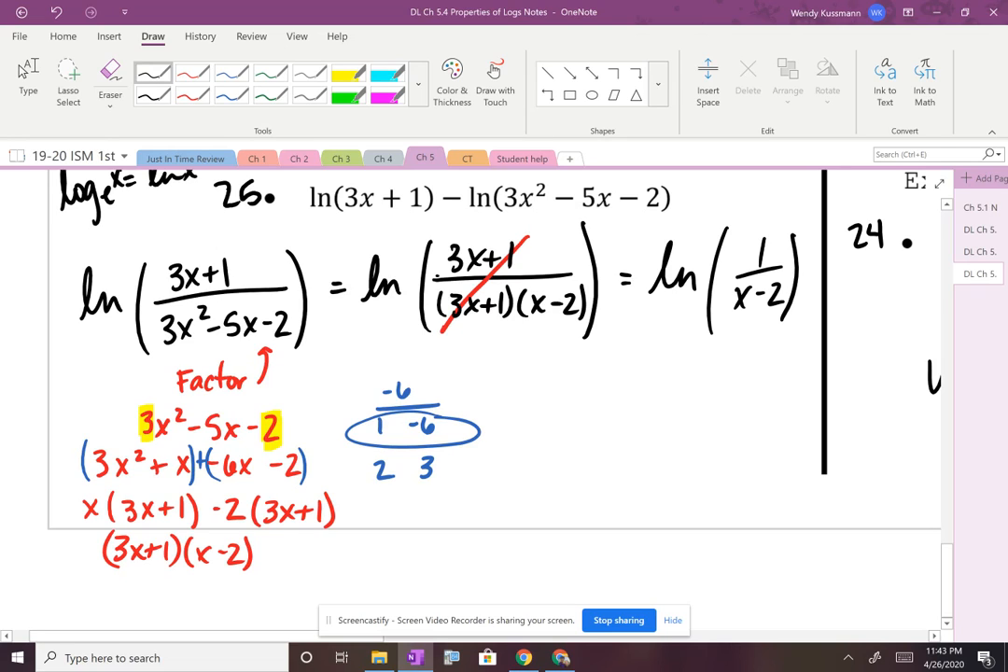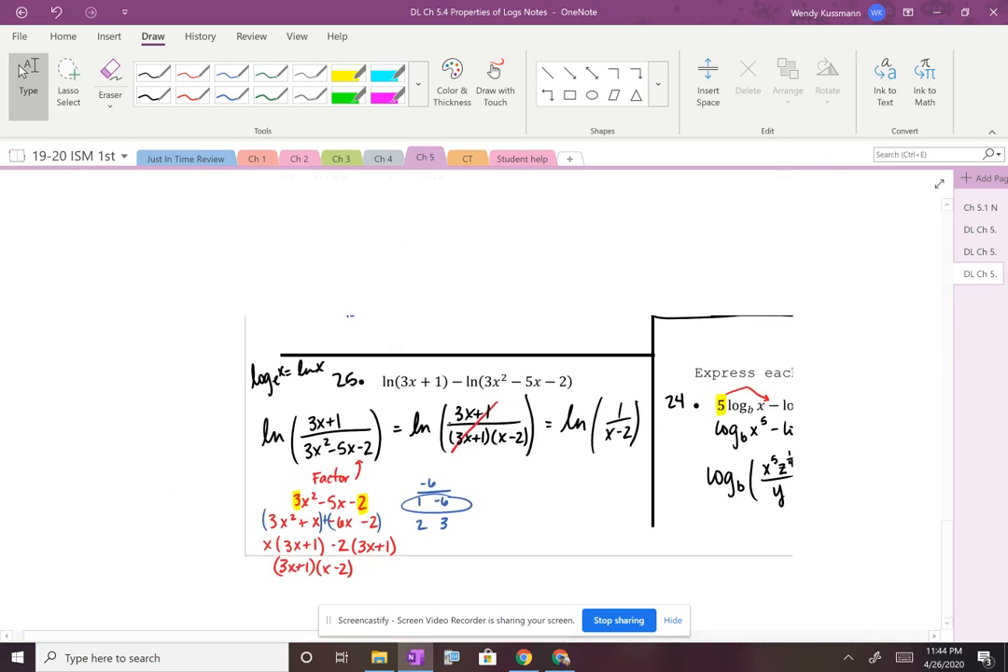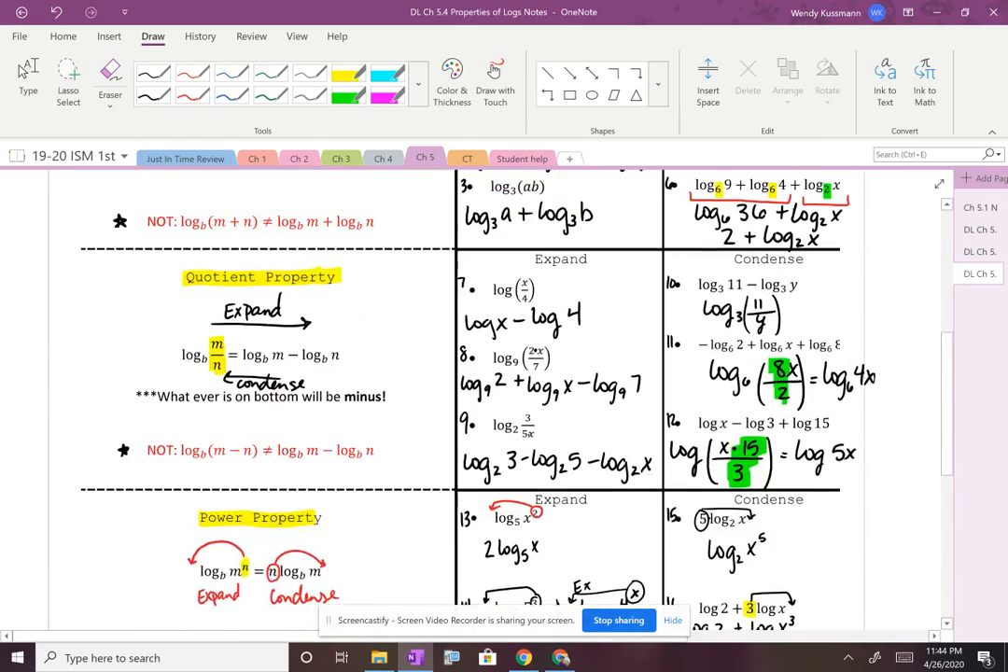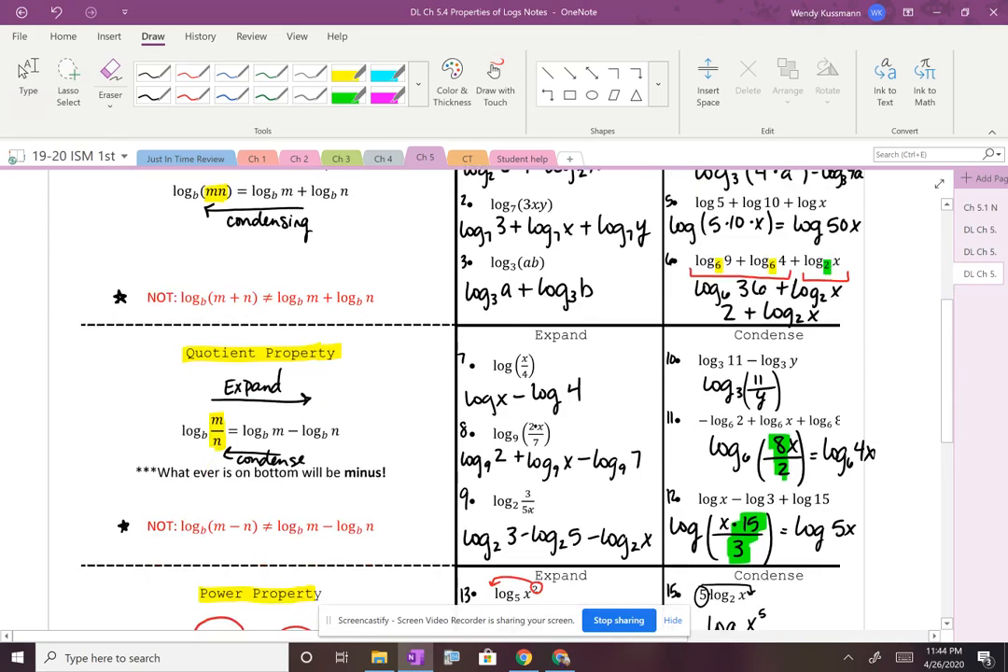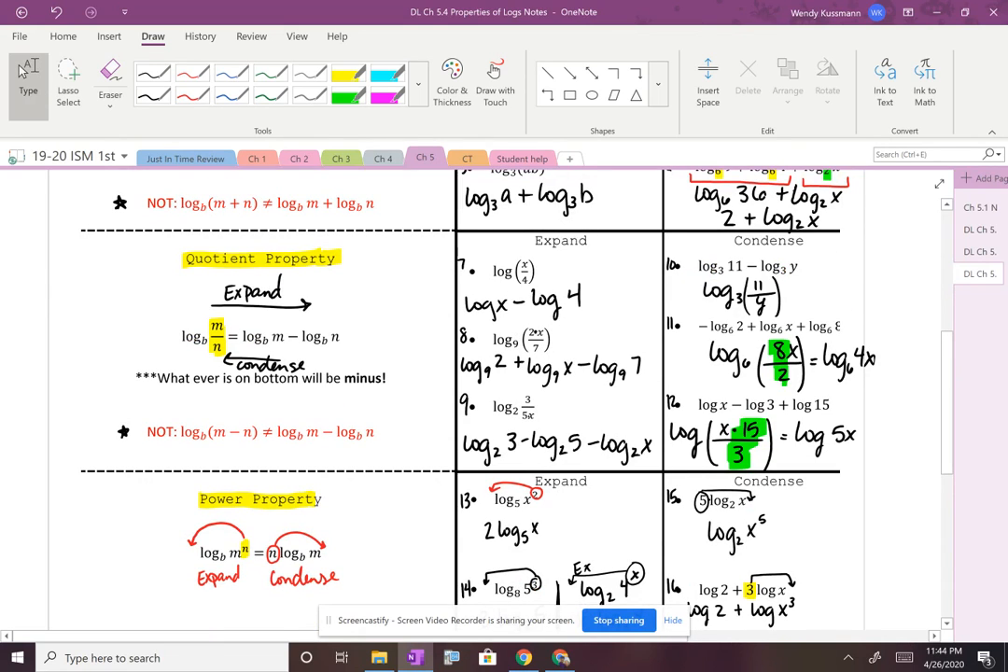So be careful with these, check the factoring. A lot of the factoring is not going to be as complicated as this, but check to make sure things factor. So just as a recap, we have done the product property, the quotient property, and the power property. You need to make sure that you can go back and forth between these very easily so that when we get to equations, it makes your equations easier.